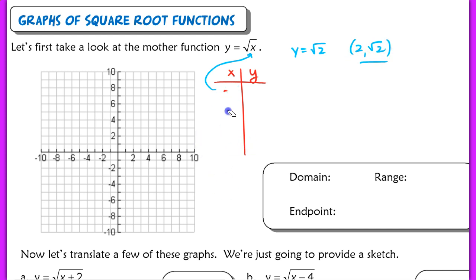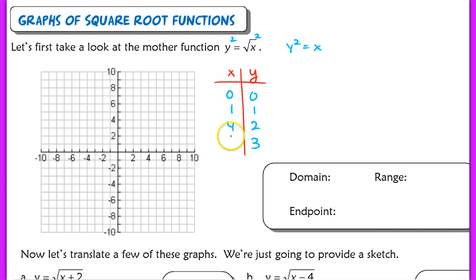Instead, I would pick values for y and then solve for x. So if we wanted values of y like 0, 1, 2, or 3, we would have to square the y in order to get x. So y squared is equal to x. So let's square the y, we get 0. If we square 1, we get 1. If we square 2, we get 4. Square 3, and we get 9.